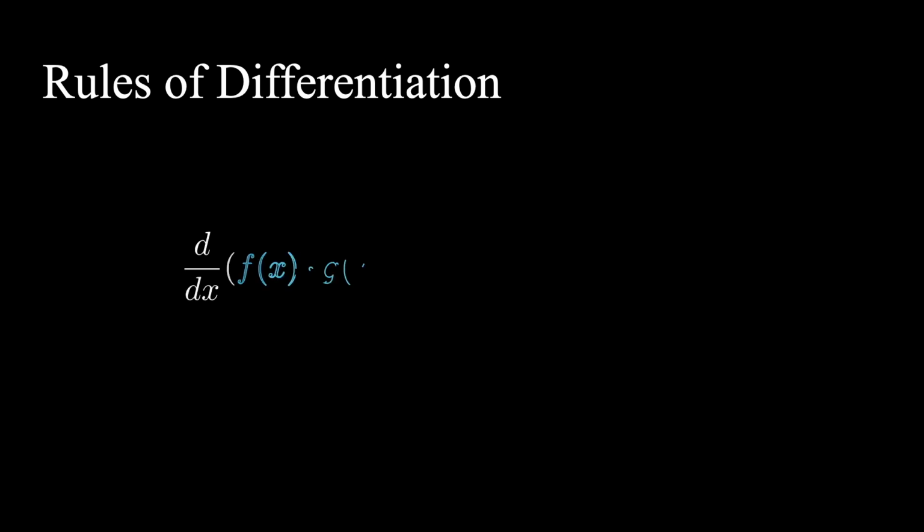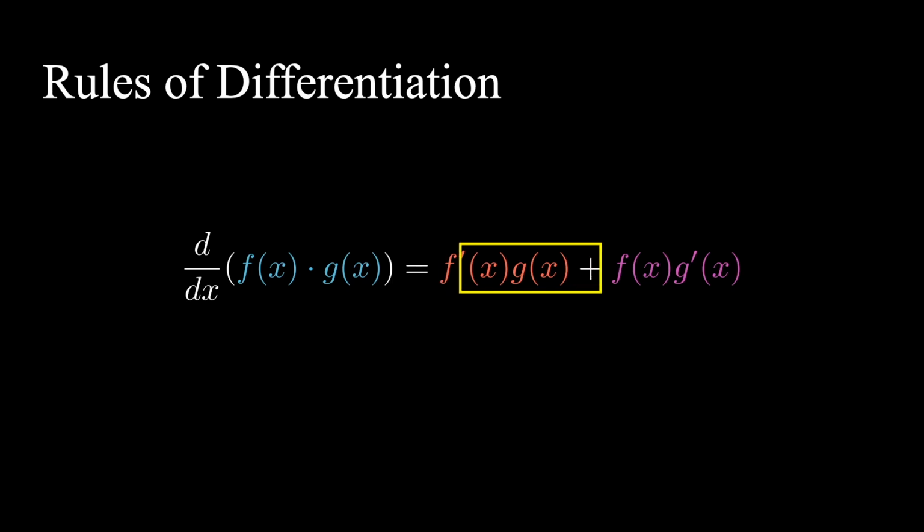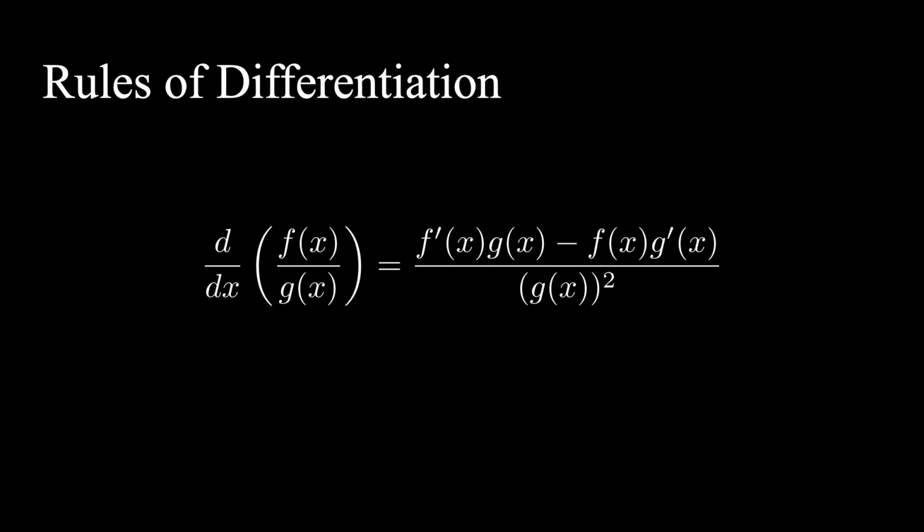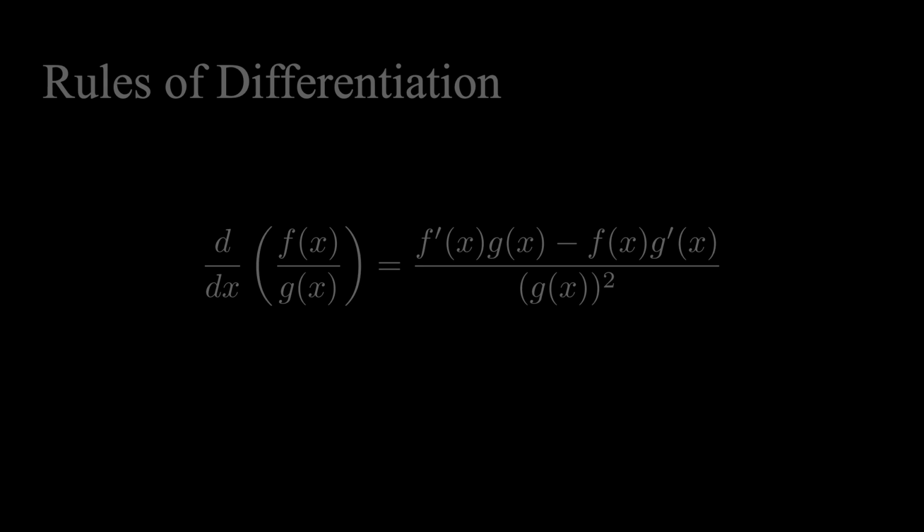Now for a product of functions, we have the product rule, which looks like this. We differentiate one by one whilst keeping the other untouched, and then add the two together. Now for a quotient, it gets a little bit complicated at first glance, but it is actually a special case of the product rule. So now we know how to find derivatives, let's move on to the applications.